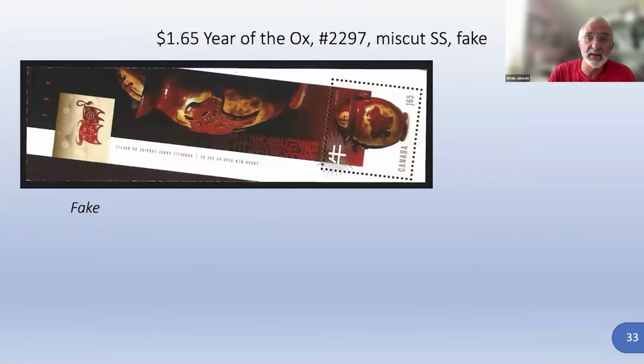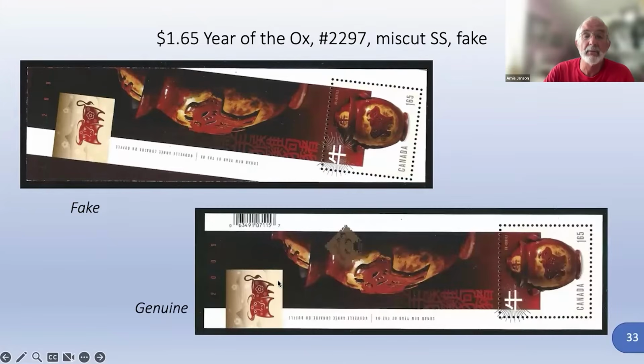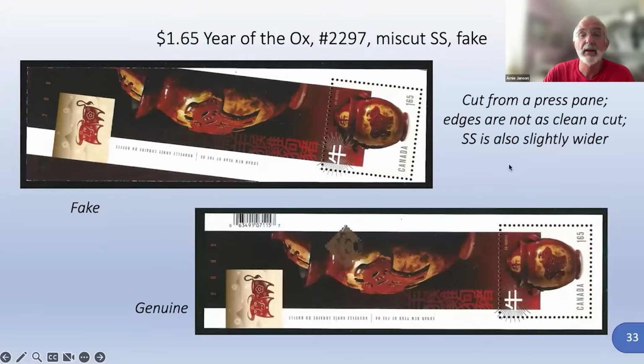Here is a miscut stainless souvenir sheet, sorry. Again, fake. It's a genuine piece of paper, genuine stamp. Here's the genuine, it's from the press pane. And the edges are not as cleanly cut. And the SS is actually a little bit wider.